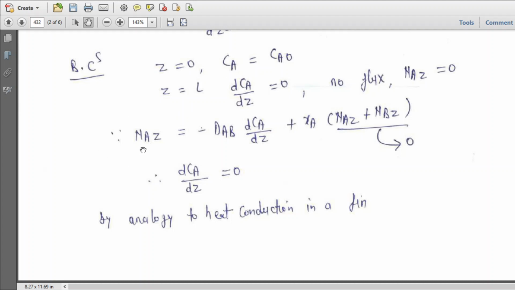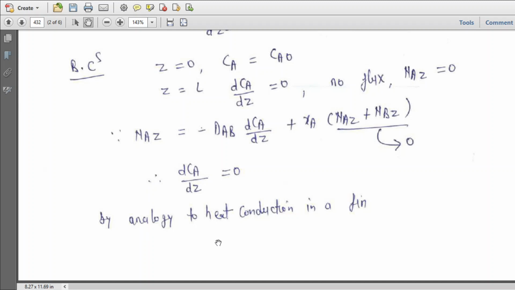Now the NAZ equation is given by minus DAB dCA upon dZ plus xA times the bracket NAZ plus NBZ. Here the two fluxes are opposite to each other, so this total term is equal to 0. So from here you will get dCA upon dZ equal to 0, because NAZ equal to 0 at Z equal to L, so at this particular point dCA upon dZ equal to 0.